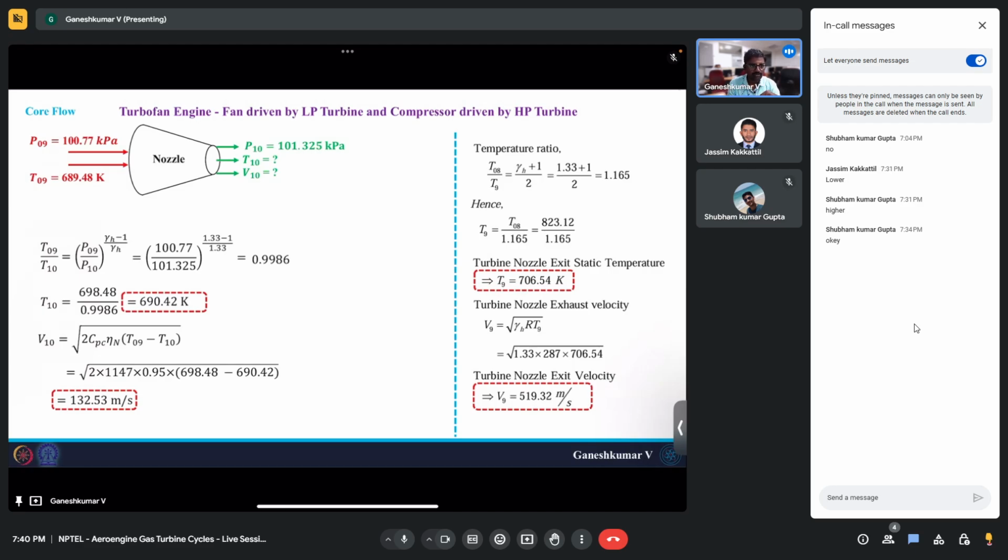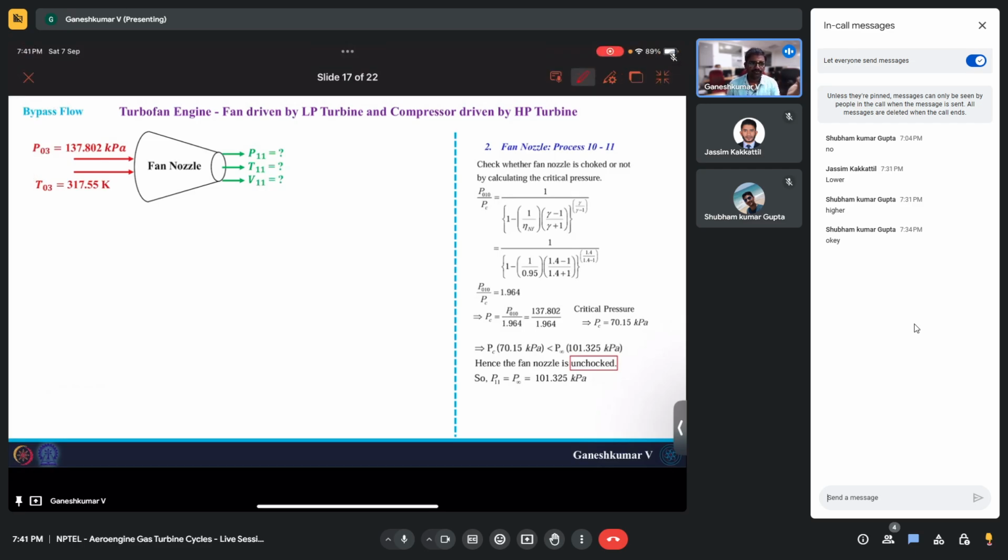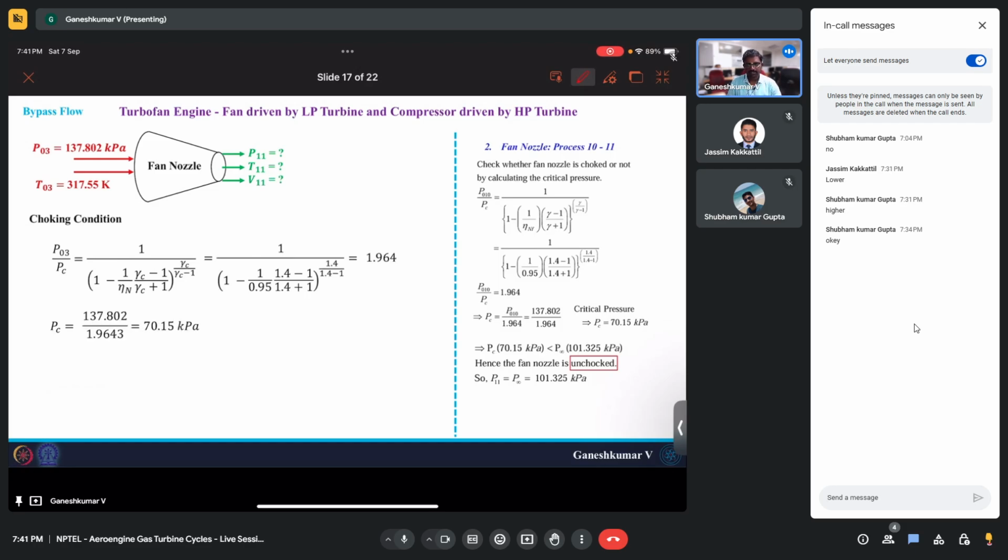But this nozzle is only the core nozzle. Our turbofan equations have thrust from both the core flow and also from the bypass flow, right? So let's see how other things get affected. This is the core nozzle. Now let's get into the fan nozzle. In the fan nozzle, again, there's no difference compared to whatever we solved in the lectures, because across the fan the pressure ratios are the same as we solved in the lectures, and after the air gets pressurized across the fan, it's going to expand in the nozzle. So again you can find the choking condition, which is going to be the same as whatever we solved, and again you can find the critical pressure, which will also be the same, 70.15 kilopascal, which is less than 101.325. Your fan nozzle is already unchoked.